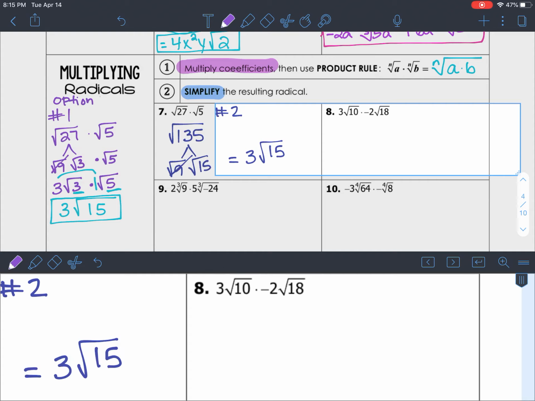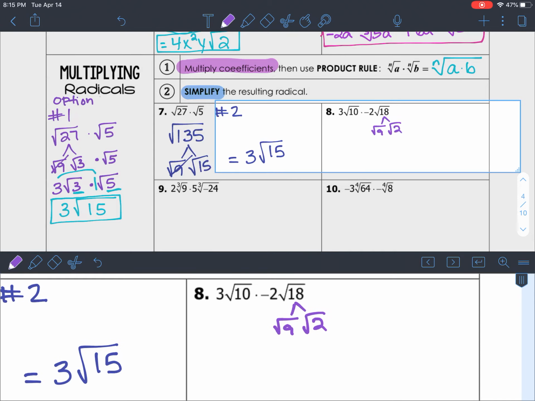So 18 has a perfect square in it, and 18 can be broken down into the square root of 9 and the square root of 2. So what I'm really multiplying here is 3, the square root of 10, times negative 6, the square root of 2, because this one breaks down into 3. And then I multiply the 3 and the negative 2. So these are a little bit easier to multiply then.